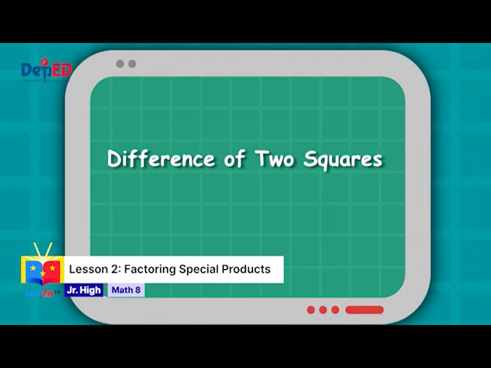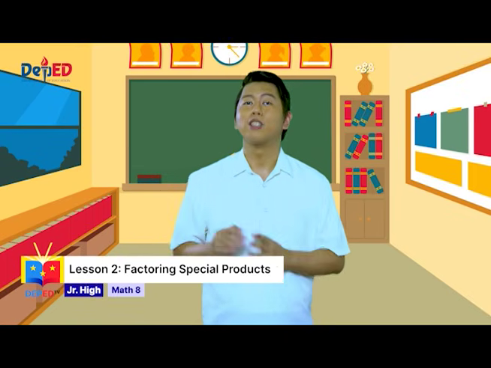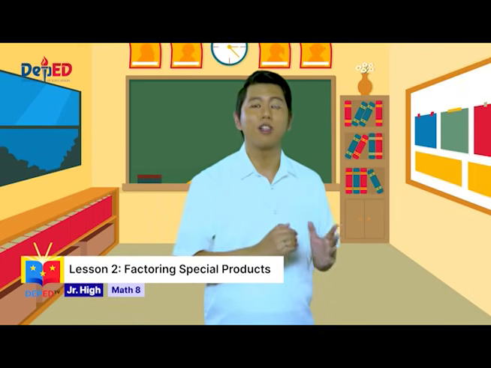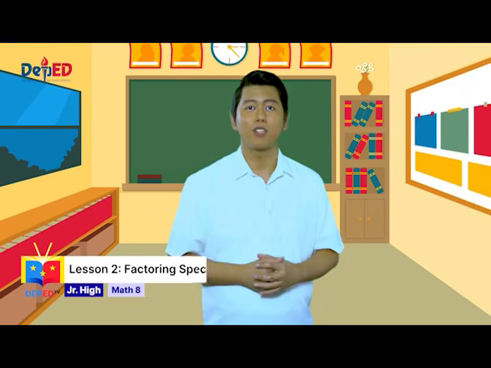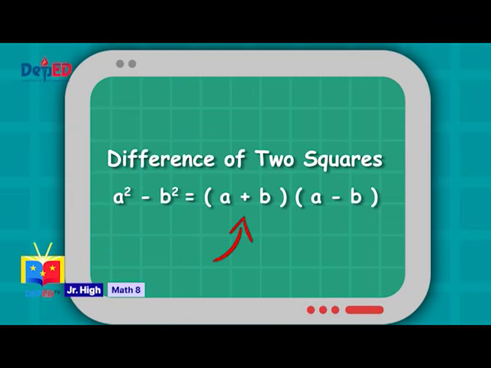With the previous example, we can say that the factors of a difference of two squares, a squared minus b squared, is the product of the sum and the difference of the positive square roots of each term, the quantity of a plus b times the quantity of a minus b.